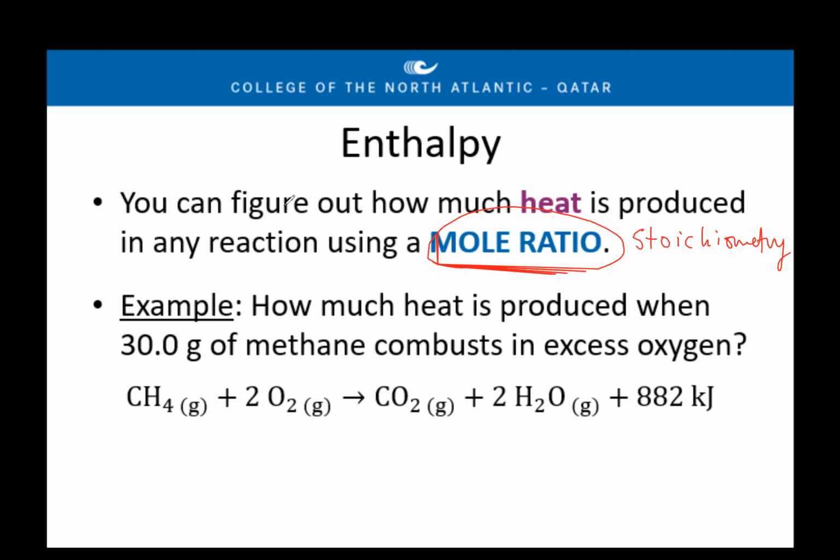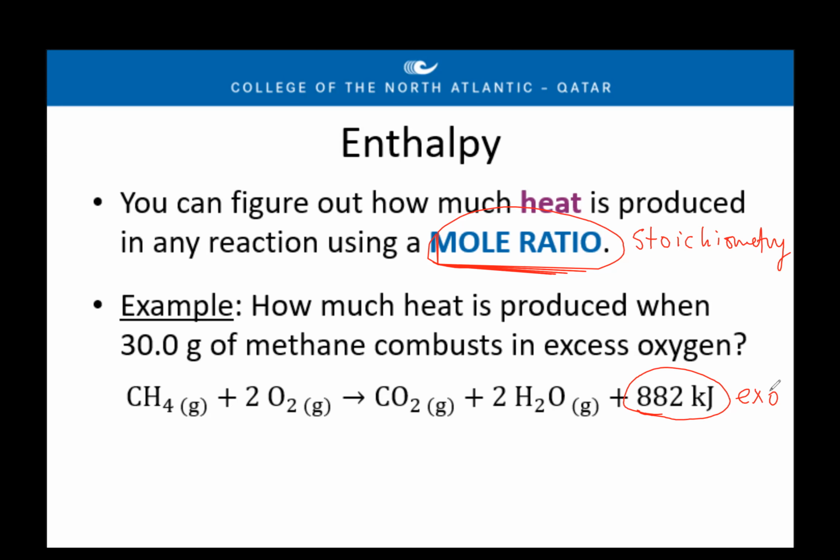Okay, so how much heat is produced when 30 grams of methane combusts in excess oxygen? All right, well, first things first, this doesn't have anything to do with the actual question, but if you're curious, this is an exothermic reaction. So the first thing I need to do is to find the moles of methane.